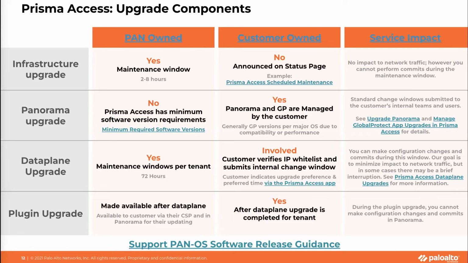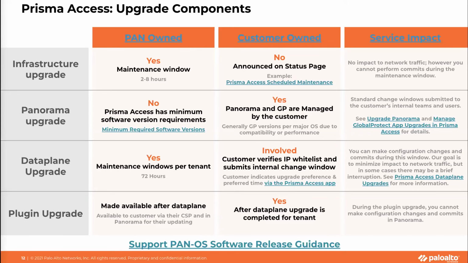And then the data plane upgrade, which requires a 72 hour maintenance window. Palo Alto uses this window to upgrade the data plane for all customers. You can make configuration changes and commits during this window. The goal is to minimize the impact to the network traffic, but in some cases, there may be a brief interruption.